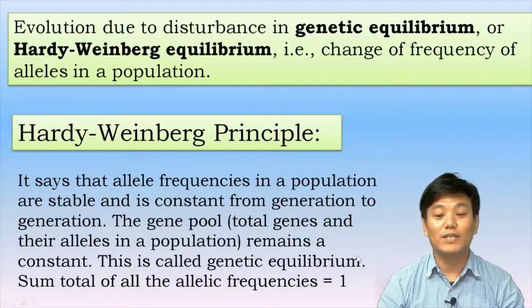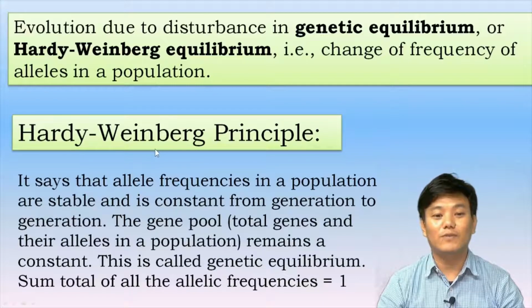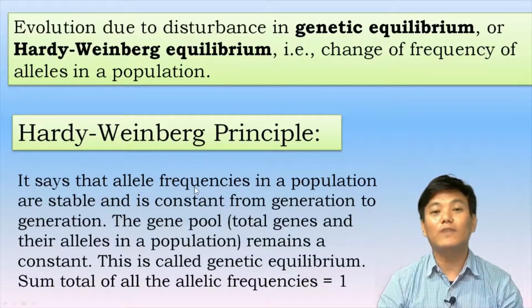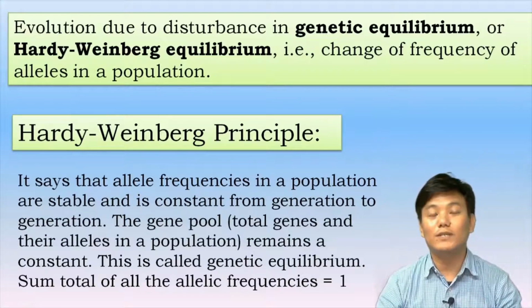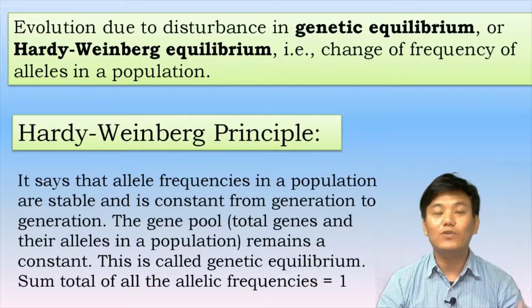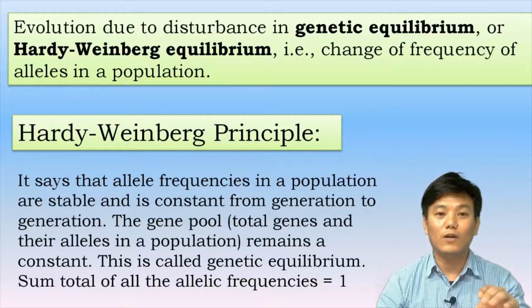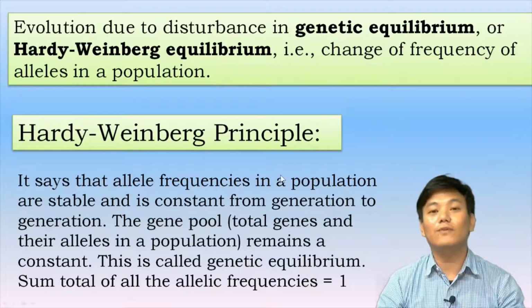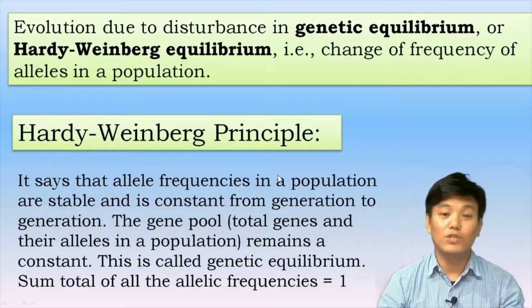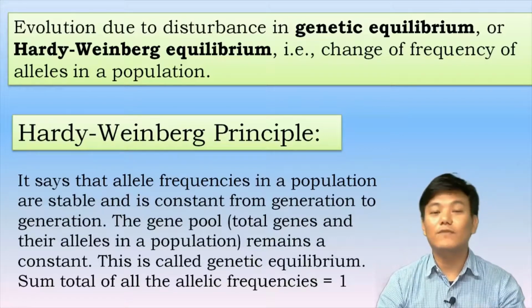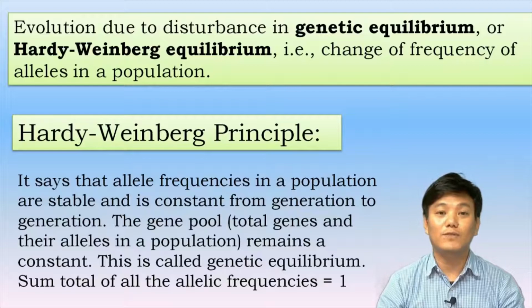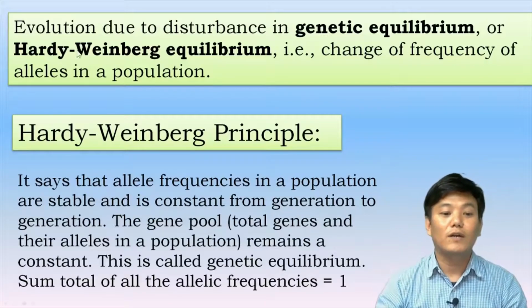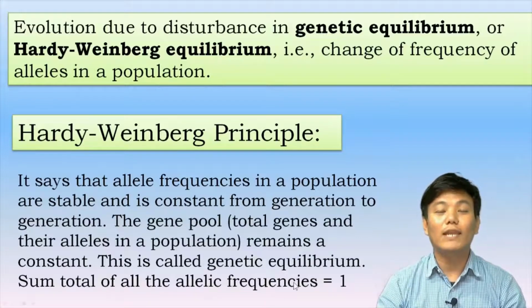This is called genetic equilibrium or Hardy-Weinberg equilibrium. What it means is that the frequencies of the alleles within a population will remain constant from generation to generation in the absence of any evolutionary forces. In other words, we can write it in a mathematical form: the sum total of all allelic frequencies is equal to 1, that is, constant.